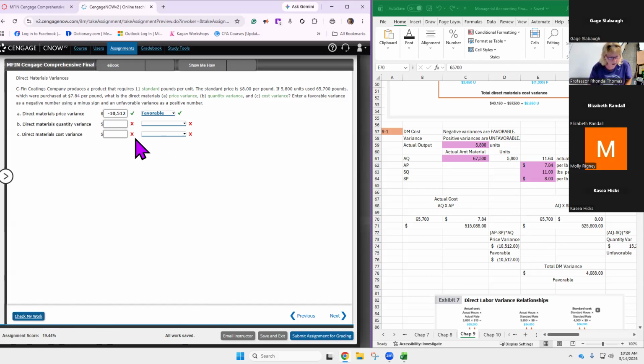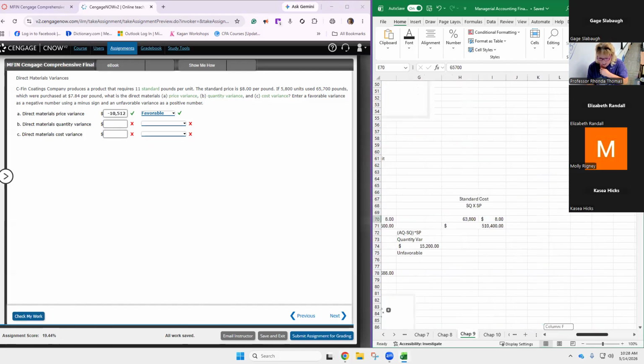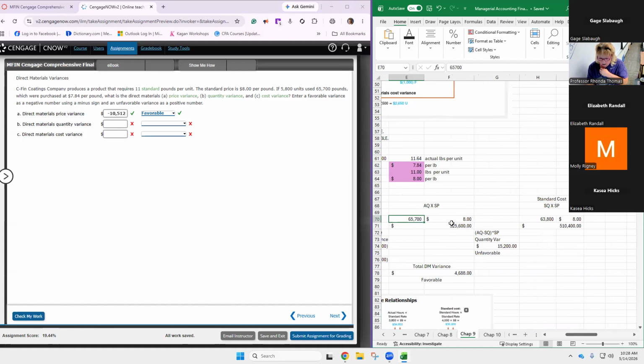All right, so now let's go to the quantity. And I think this one can be the most difficult to find, okay, is the standard quantity. Because sometimes they throw around other language. All right, so we're going to use what's in the middle here. And now we're going to compare it to SQ times standard price. So the standard price is going to be the same for each calculation. Here is the actual quantity that we used.